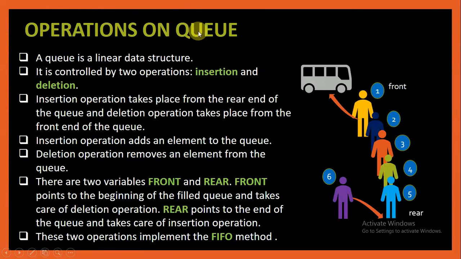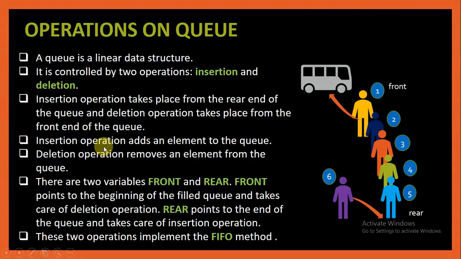Now let us understand the operations on queue. A queue is a linear data structure. It is controlled by two operations, insertion and deletion. Insertion operation takes place from the rear end of the queue and deletion operation takes place from the front end of the queue. If you look at the example here, this is a queue in which 5 people are there. This is the front of the queue, which is the beginning of the queue, and this is the end of the queue, and it is also called the rear end of the queue. All the insertion operations take place from the rear end of the queue, and the deletion operations take place from the front end of the queue.